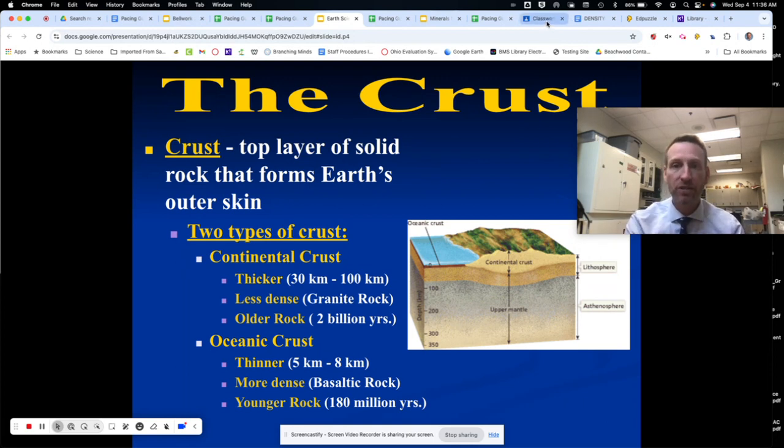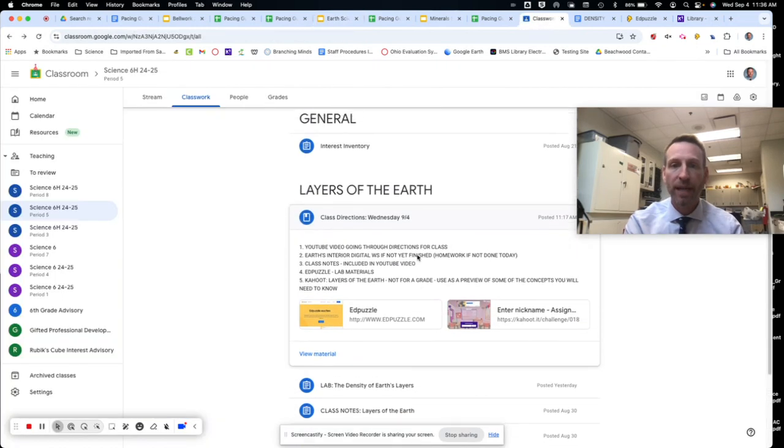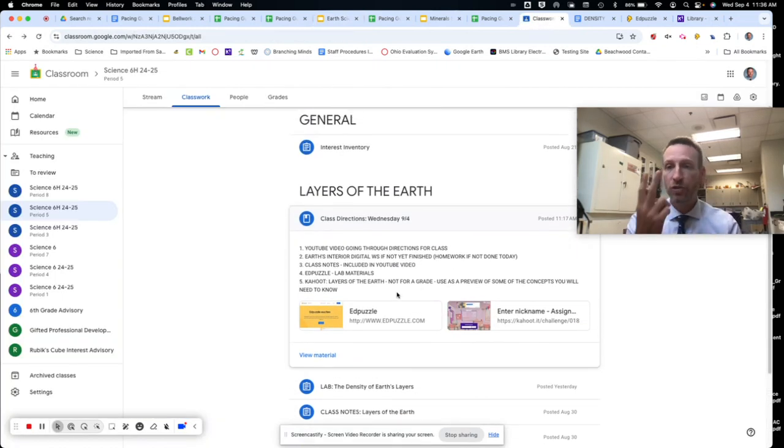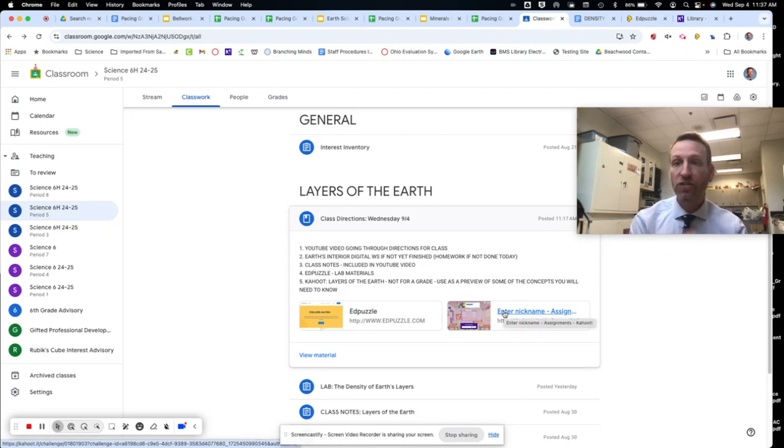And so going back to Google Classroom, going back to today, that leaves you with two more things to try to get done before class ends. One is the Edpuzzle that's going through lab safety, just kind of general lab safety stuff, which is important to know. And then a Kahoot, which is the preview. Again, it's not for a grade. It's to show you some of the important facts that you're going to need to know about the layers of the Earth. So I want you to complete it, but I don't want you to freak out about the grade.